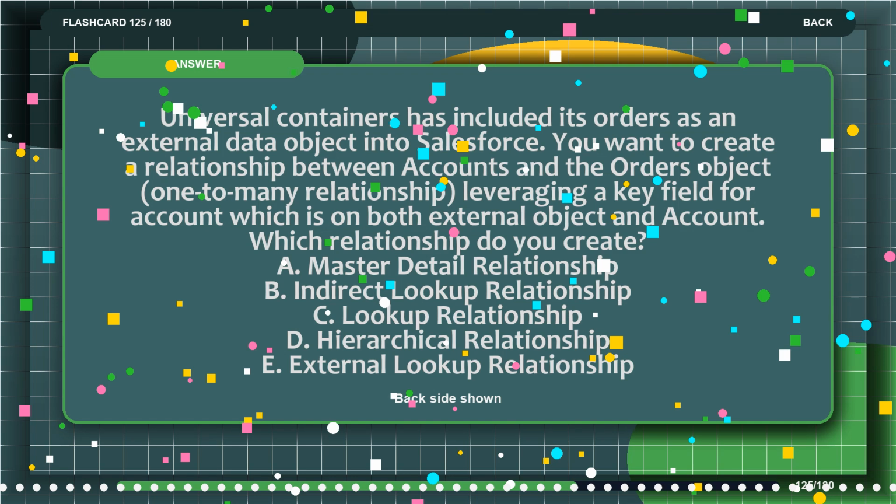The answer is: Universal Containers has included its orders as an external data object into Salesforce. You want to create a one-to-many relationship between accounts and the orders object, leveraging a key field for account which is on both the external object and account. Which relationship do you create? A. Master-detail relationship. B. Indirect lookup relationship. C. Lookup relationship. D. Hierarchical relationship. E. External lookup relationship.